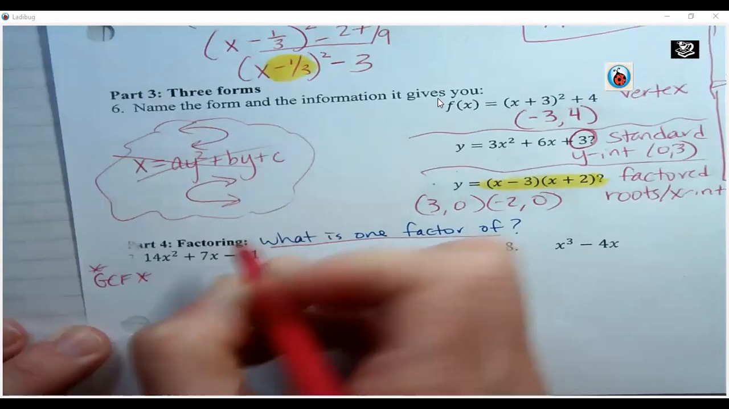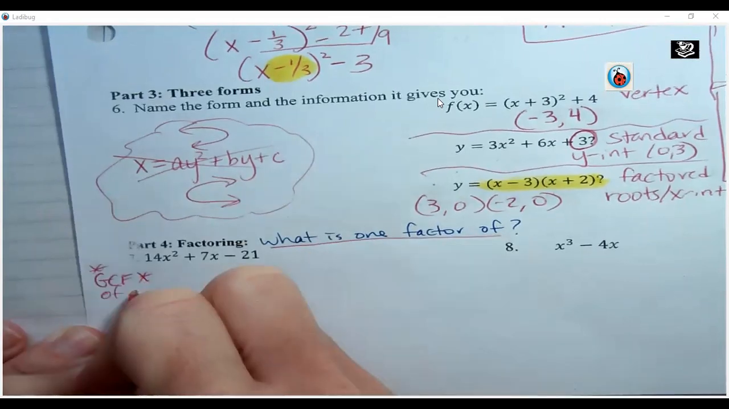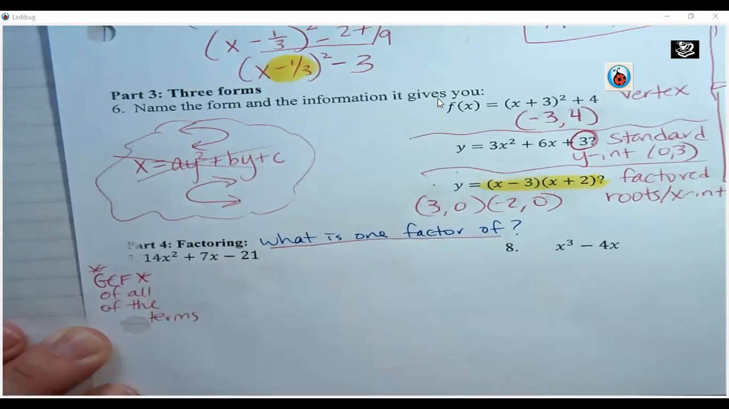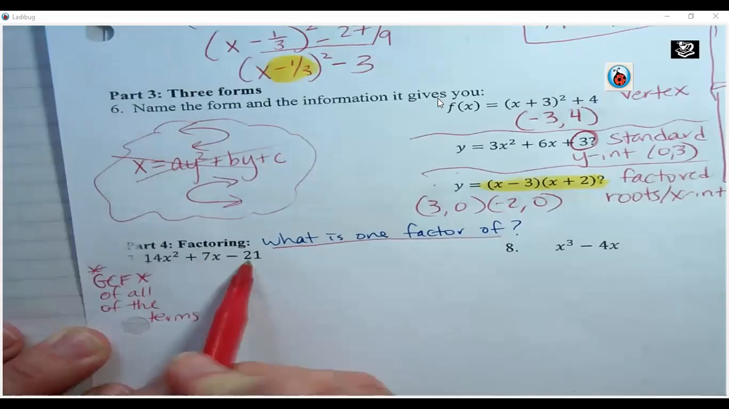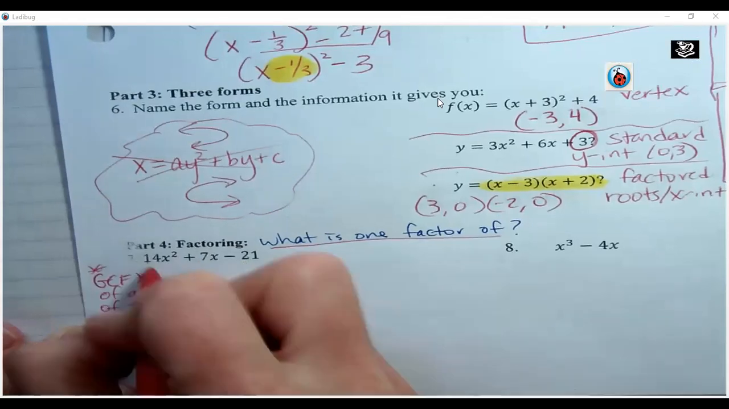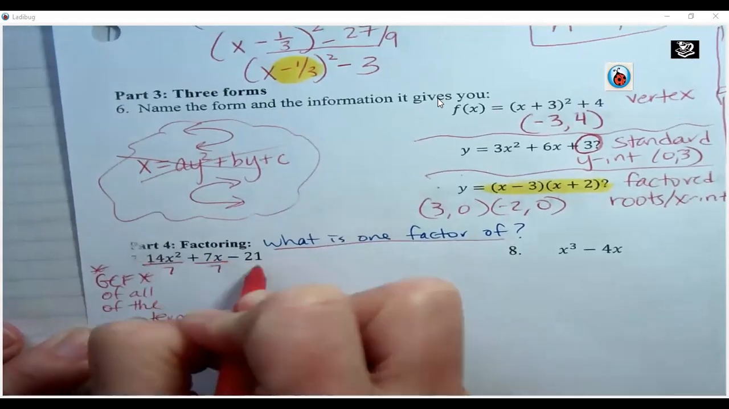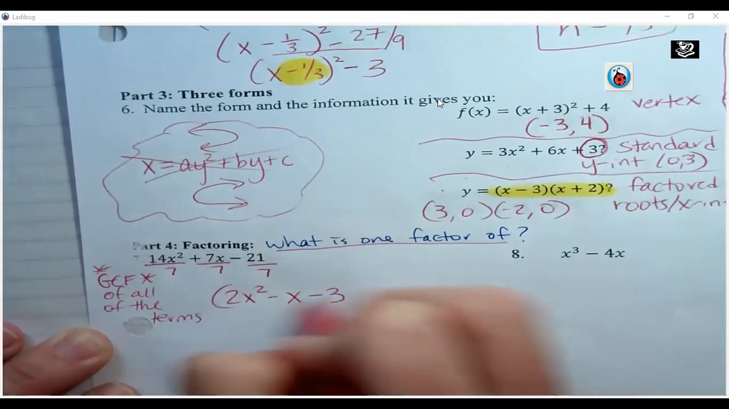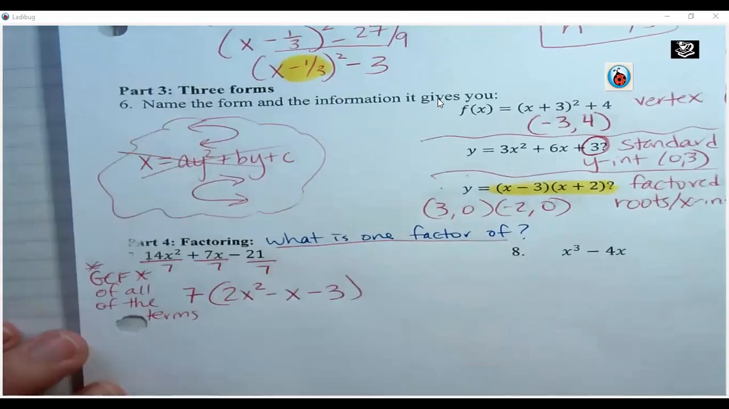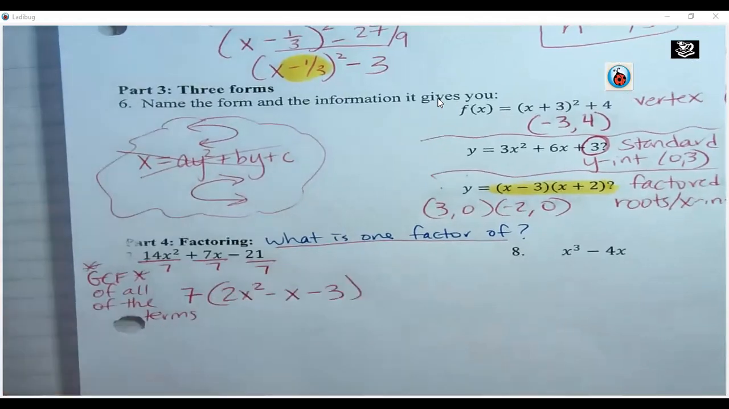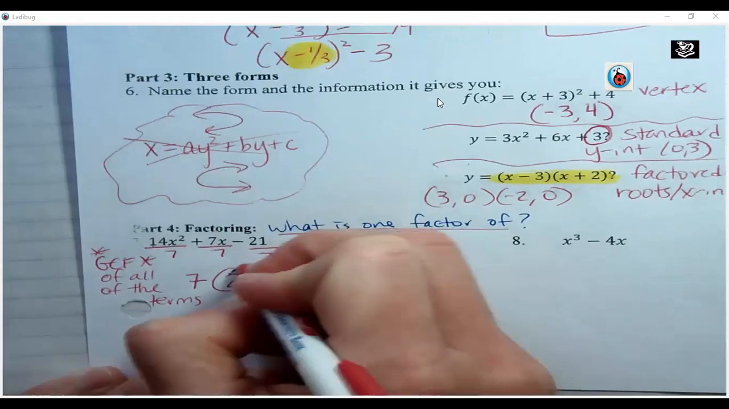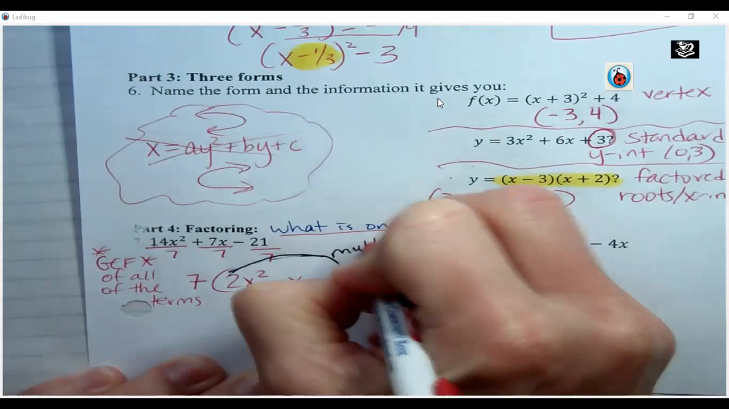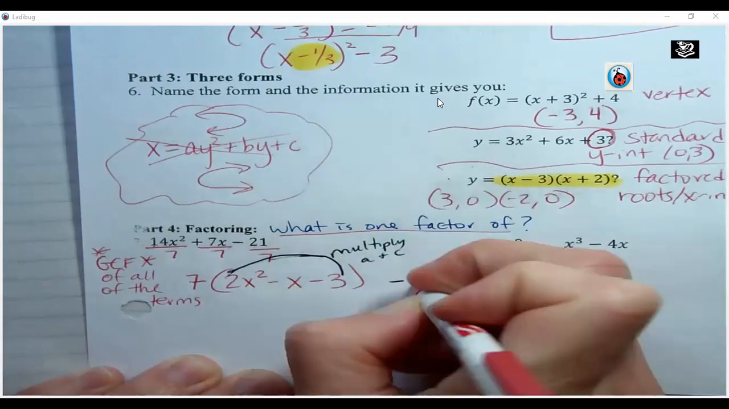All right. And you do the GCF of all of the terms. So what is the GCF of all of these? 7. So I divide them all by 7. So that gives me 2x squared minus x minus 3. Put the 7 out front. Anybody remember what you do next? Multiply A and C. Good. Multiply A and C. So that gives me negative 6.